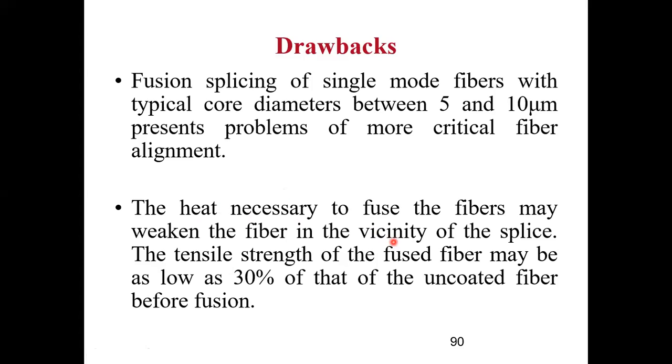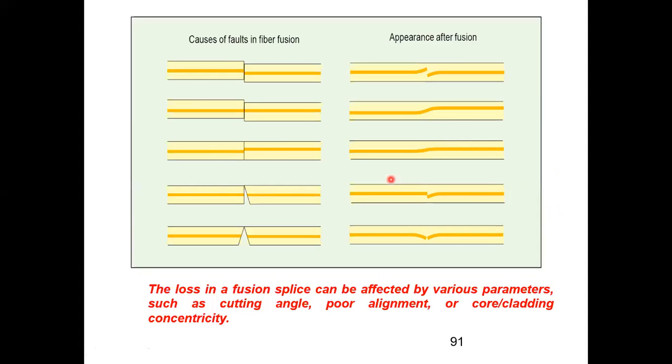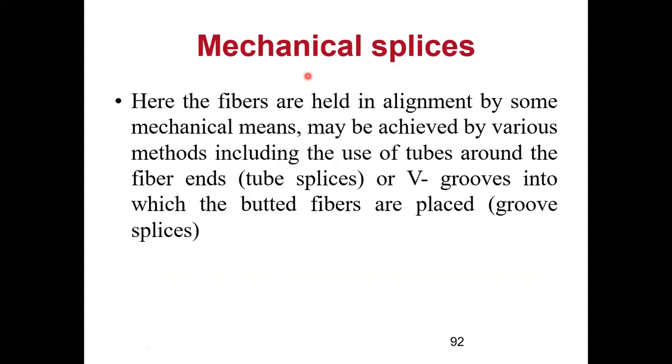Okay, so that is also one of the disadvantages of the fiber. And the tensile strength is also less. Okay, so that happens because finally it is a joint. Okay, so these are some of the disadvantages of fusion splicing. Now coming to the next category of splicing, called mechanical splicing.